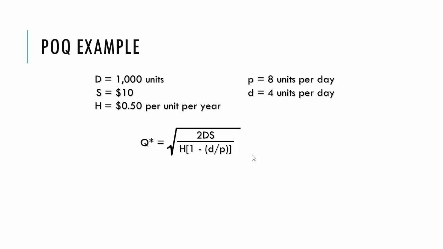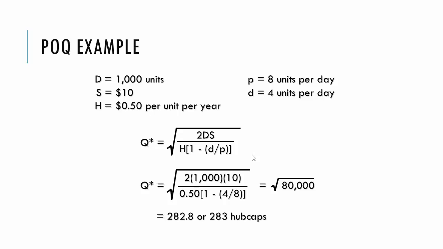Q star sub P, we have the formula there, so we have everything. We can just plug it in. And we see that we get the square root of 80,000 again, which shouldn't surprise us too much. And we get 282.8 or approximately 283 hubcaps. So that's how many hubcaps we should produce for each production run. Every time we start up the process, Q star sub P is how many we should produce.